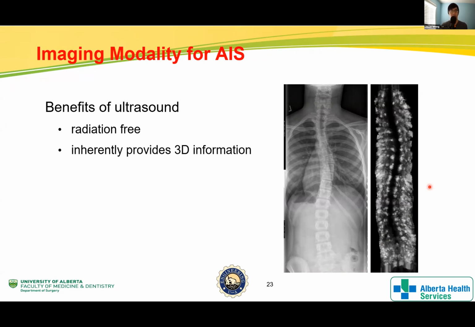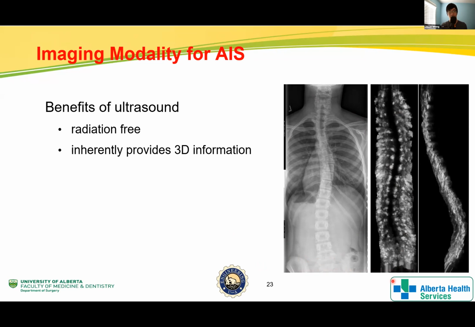Second of all, ultrasound inherently provides 3D information. I mentioned that it's a 3D deformity. X-ray by itself, one scan, only provides 2D information. One X-ray scan can provide this view here, but an ultrasound scan provides you a full volume, which means that you can get that same view on the right here, but also the sagittal or lateral view, and the individual transverse or axial views as well. That's really helpful in giving us a way to measure the deformity accurately and directly.